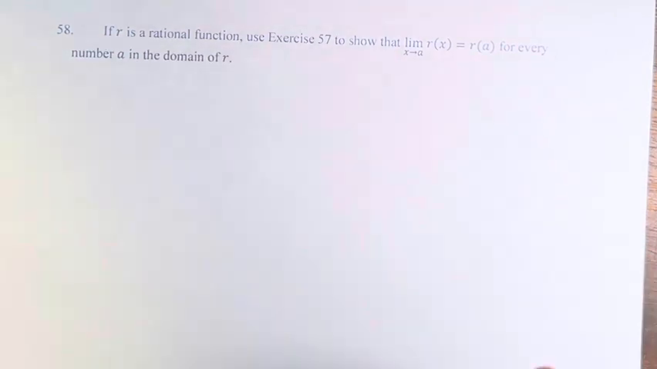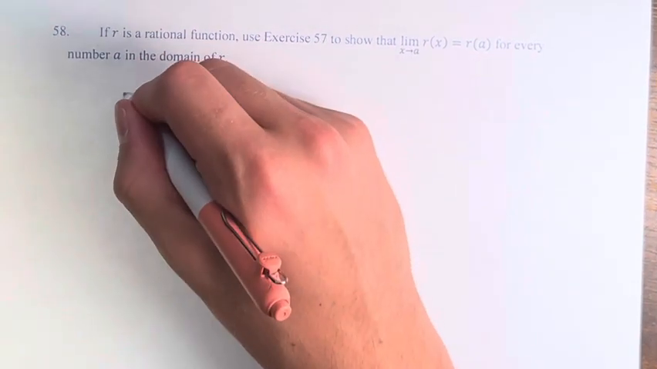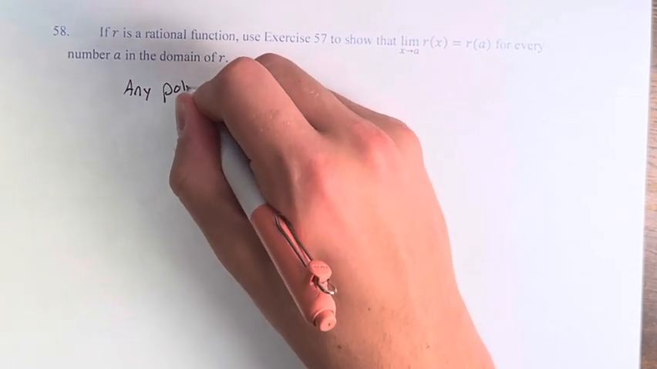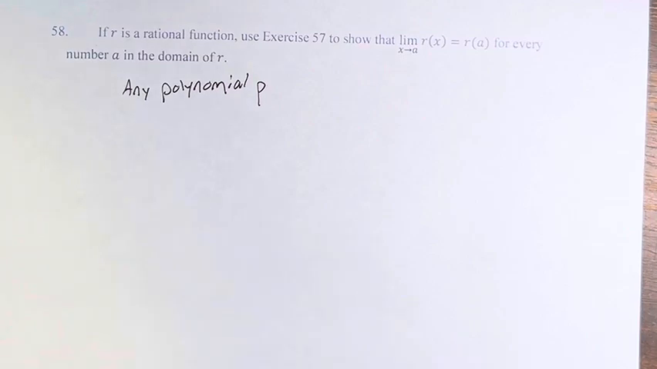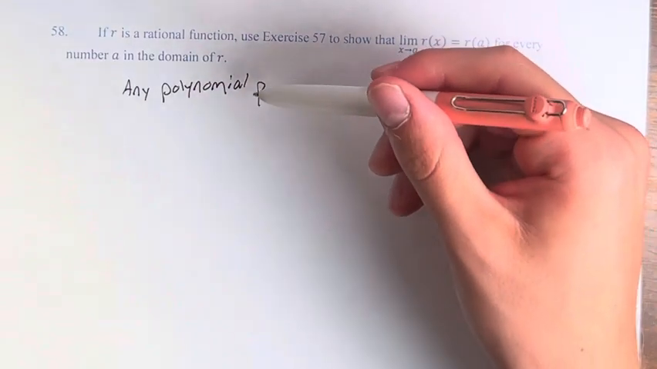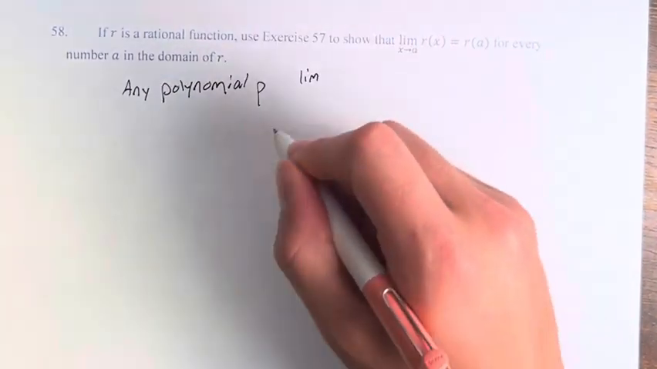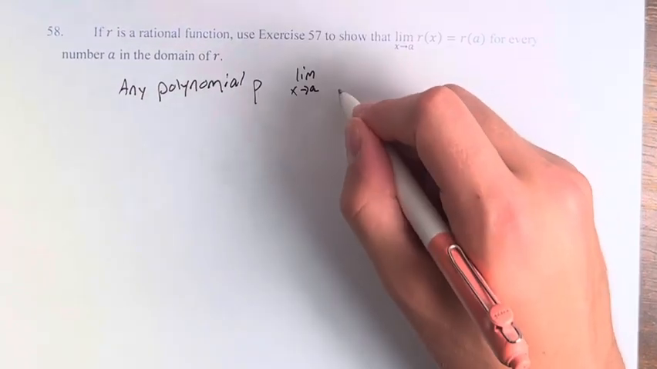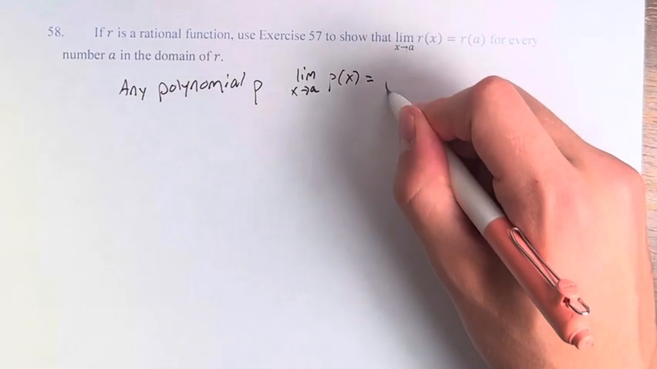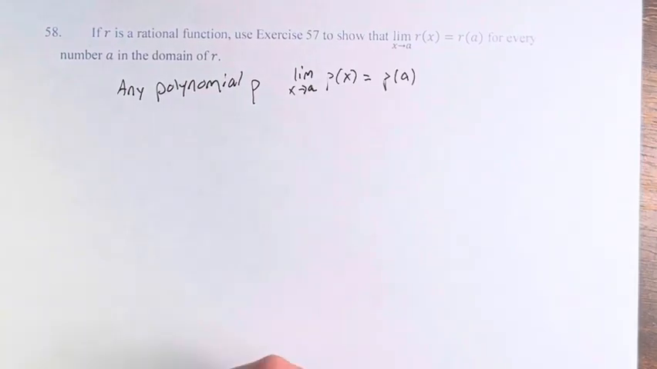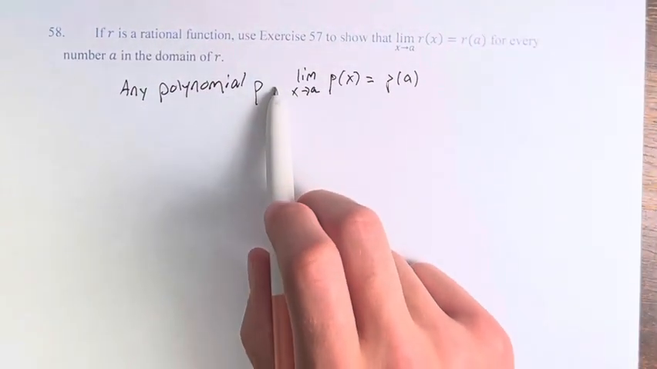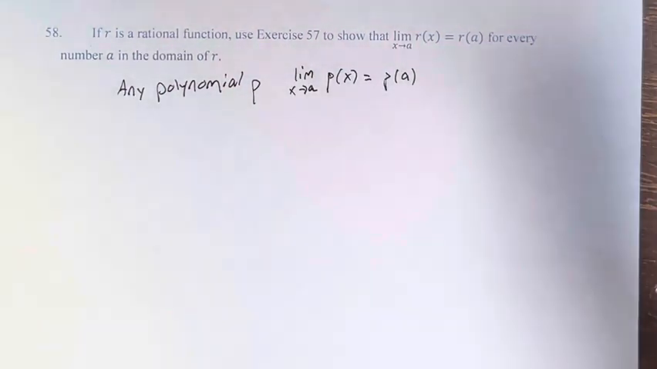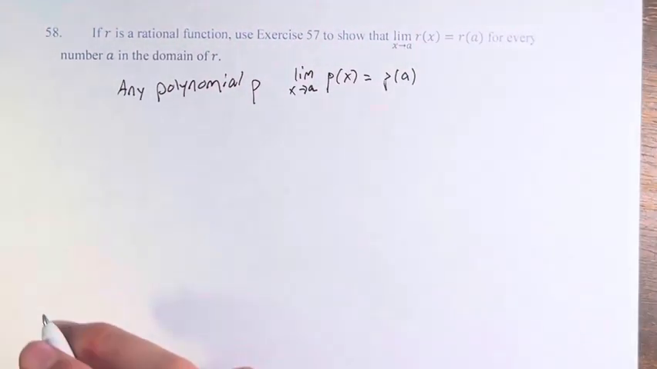So what does exercise 57 show? Well, it's saying for any polynomial p, the limit as x approaches a of p of x is equal to p of a. So we basically proved that this relationship is true for polynomials. Now we have to show that it's true for rational functions.